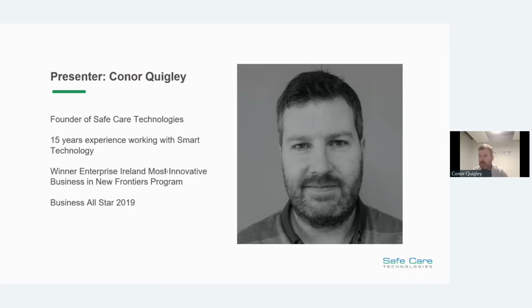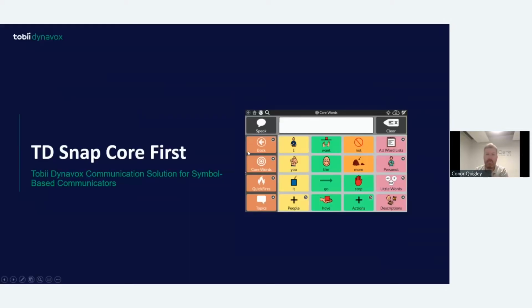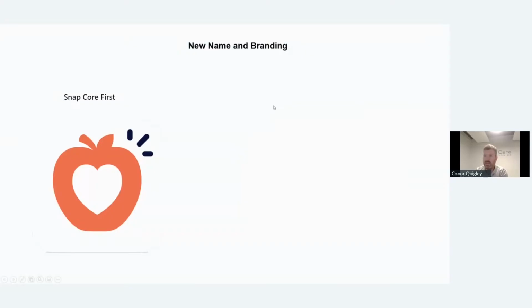Today we are focusing on SafeCare itself. We do a lot of products, from communication to sensory to assistive technology, etc. But today we're obviously focusing on one of our communication products, which is TD Snap, and in particular the core first page within TD Snap, which is the symbol-based page set. Some of you may know the software as Snap Core First.